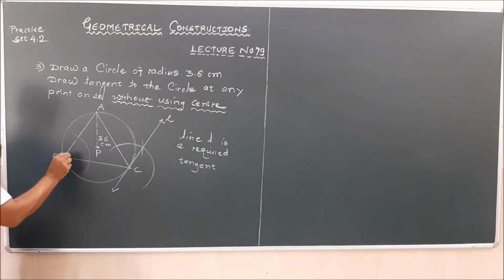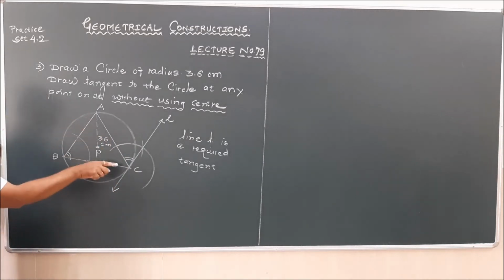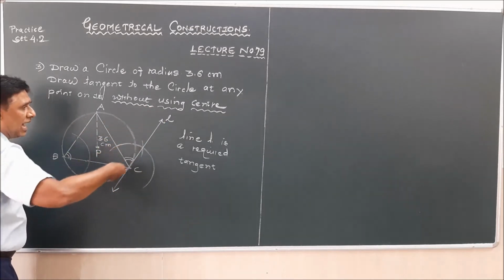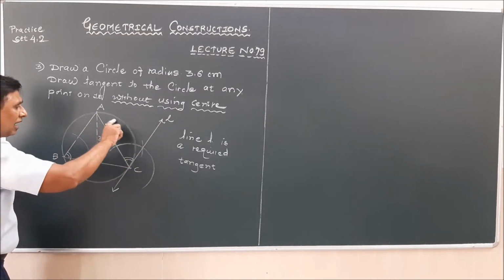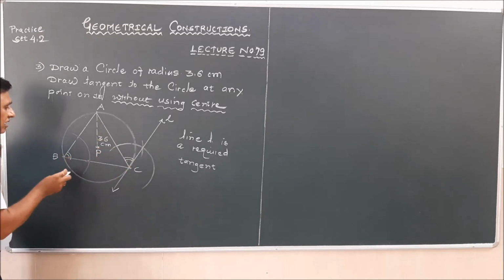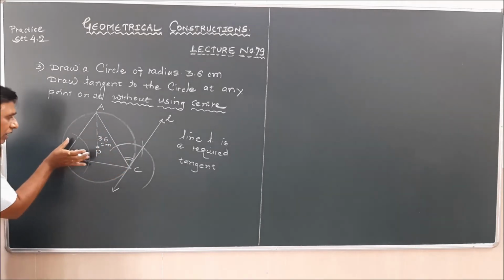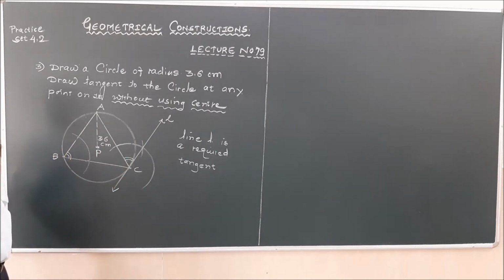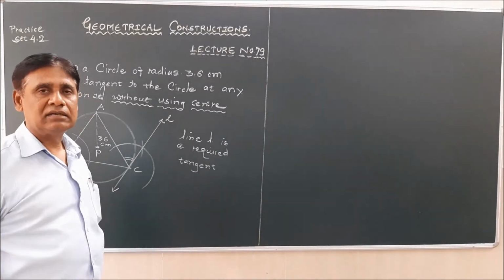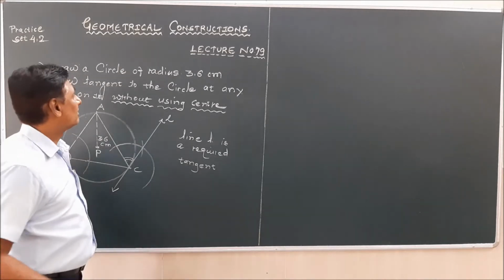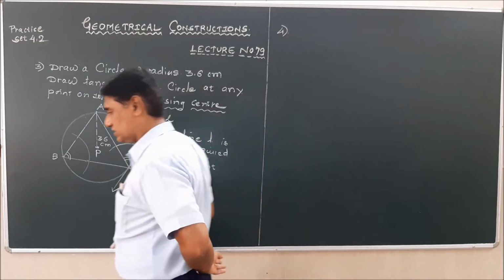Why we have drawn this angle congruent with this angle? The reason is that AC is a secant and this line L is a tangent, so this angle is equal to half arc AC. Angle B is an inscribed angle intercepting arc AC. Therefore, angle B is also equal to half arc AC. Such angles are called angles in the alternate segment. That's all. That is the theory we have used over here in this construction.